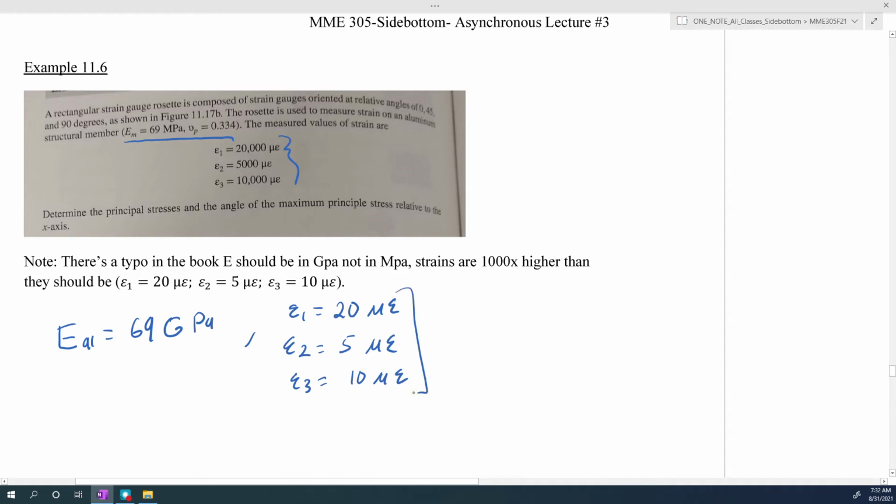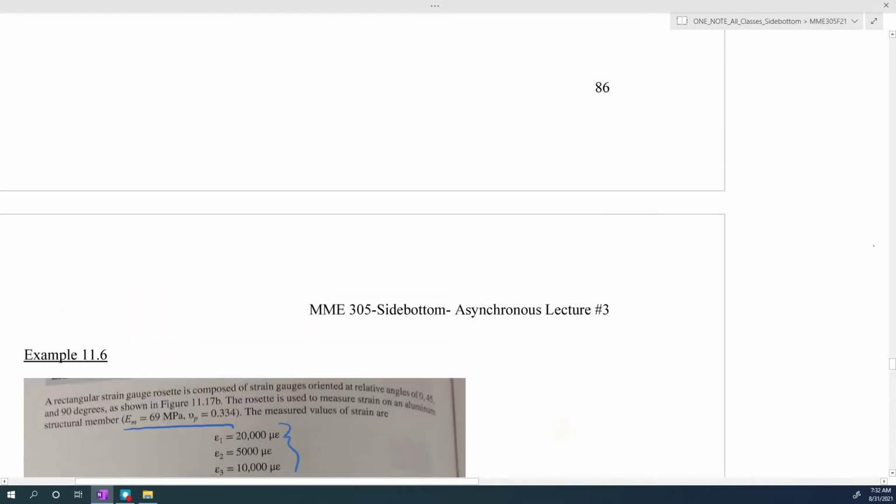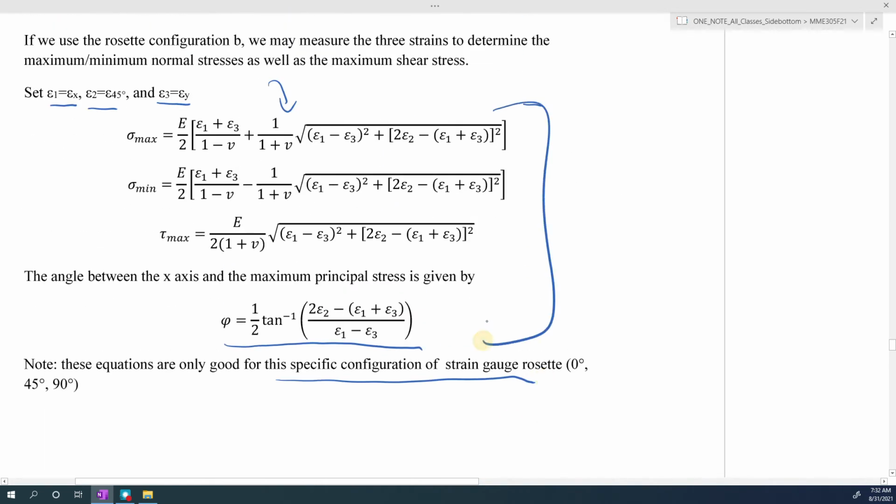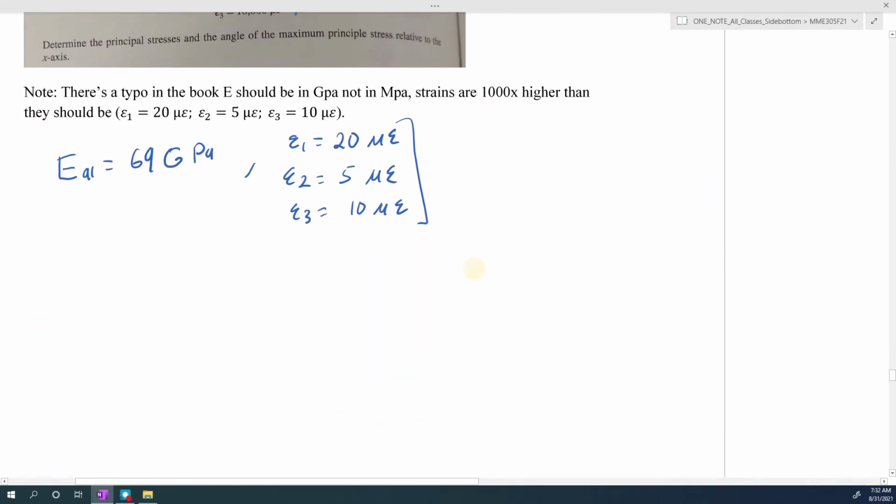So if we plug in these values for E1 through E3 into the equations we developed on the last page, we're just going to use these equations that we have here down below to solve for these individual values. If we plug those in, we get our maximum stress is going to be equal to our elastic modulus, so 69 times 10 to the 9 newtons per meter squared.